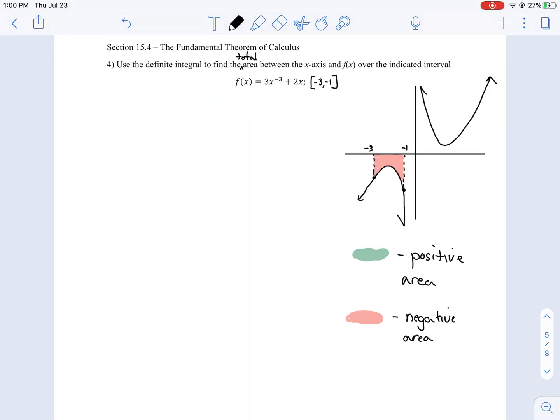Well, class, in this video I'll be showing you how to use the definite integral to find the total area between the x-axis and the graph of a function over an indicated interval. Let's begin.